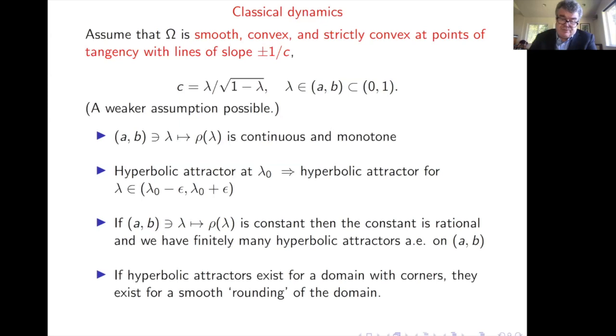What's important for the existence of domains with these properties is that if hyperbolic attractors exist for a domain with corners, then they also exist for a smooth rounding of the domain. So you just round off the corners, and that's useful because we can use existence of hyperbolic attractors from simpler models to know that they persist in the models to which the PDE analysis applies.